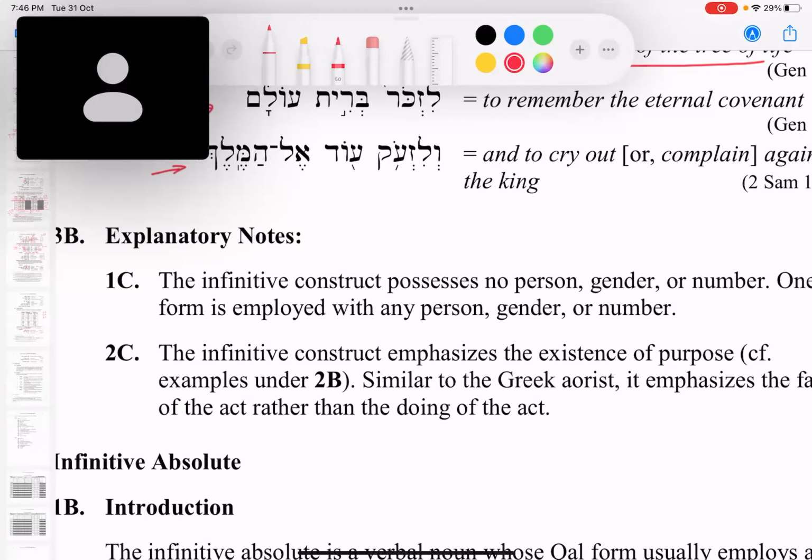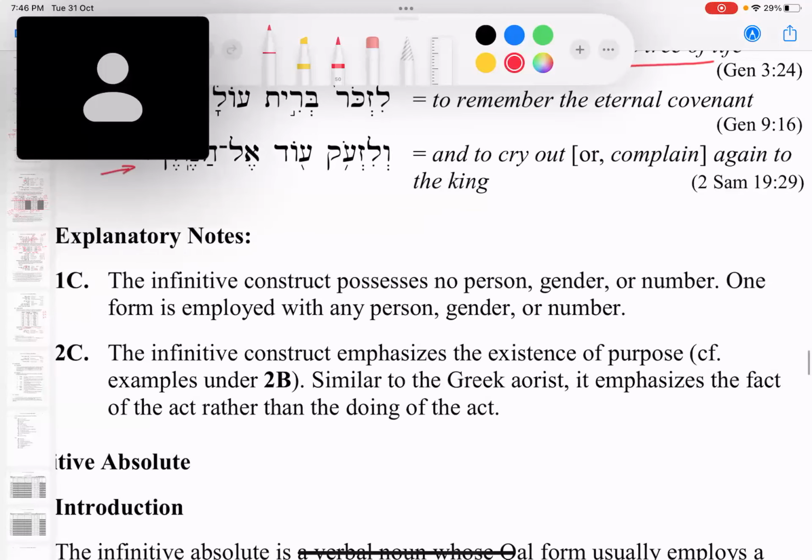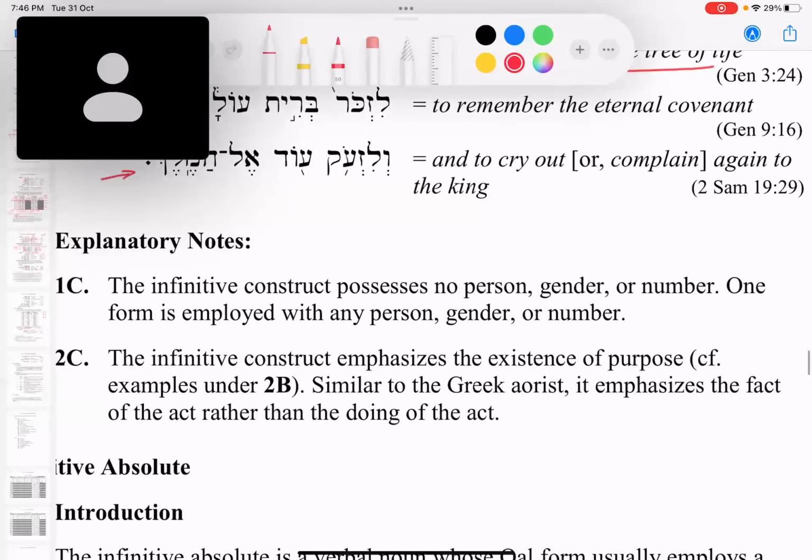And secondly, the infinitive construct emphasizes the existence of purpose, similar to the Greek aorist. It emphasizes the fact of the act rather than the doing of the act. The truth or the fact concerning the act is what it emphasizes more.